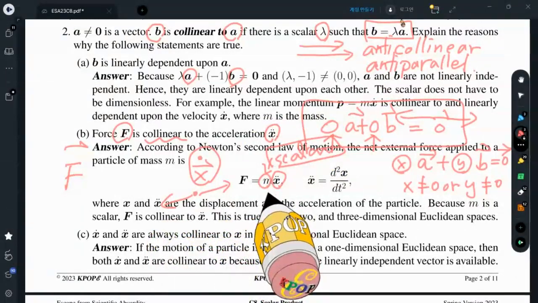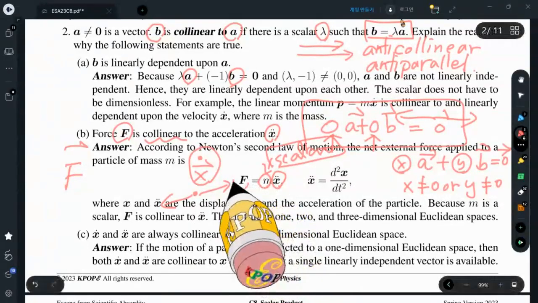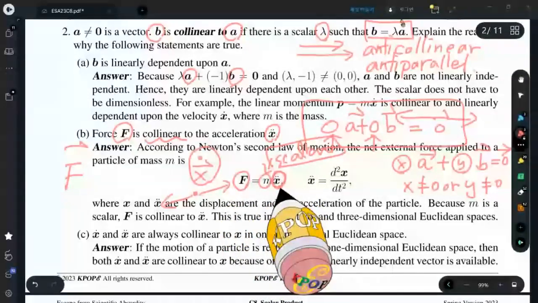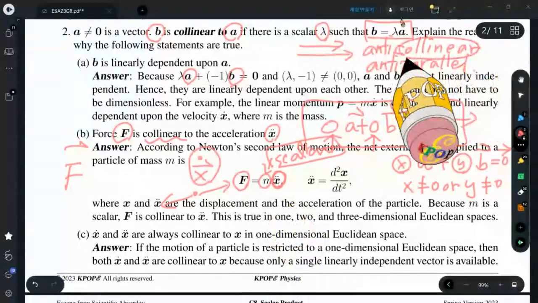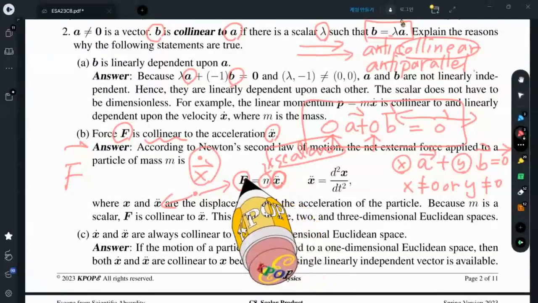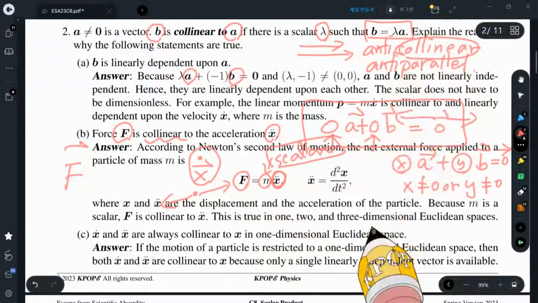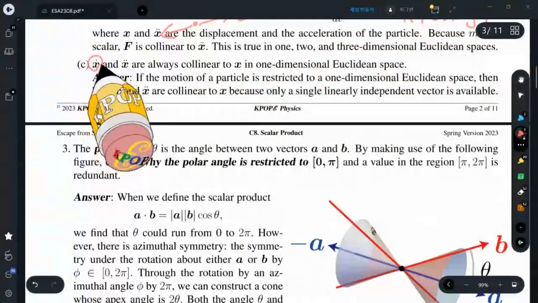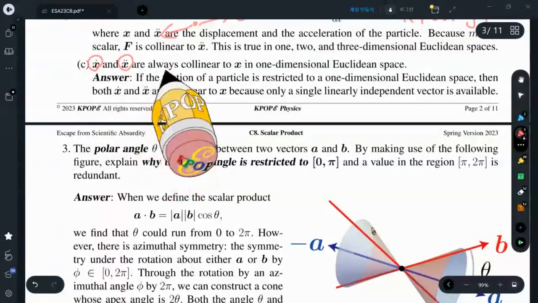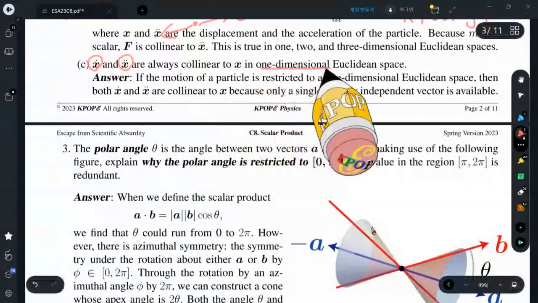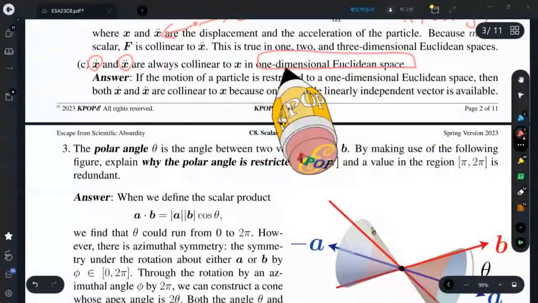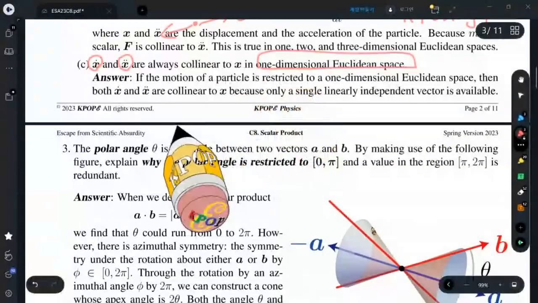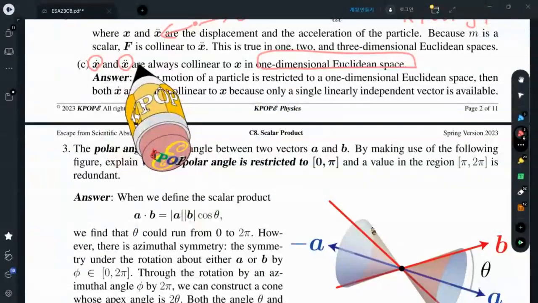Sure, in classical mechanics and Newtonian mechanics, any physics, there is no particle with negative mass. So force and acceleration, they are collinear. Therefore, they are linearly dependent. Velocity and accelerations are always collinear to x in one-dimensional Euclidean space. That's fine. However, in 2 or 3 dimensions, they are not.